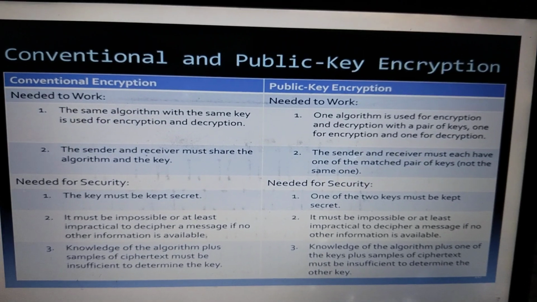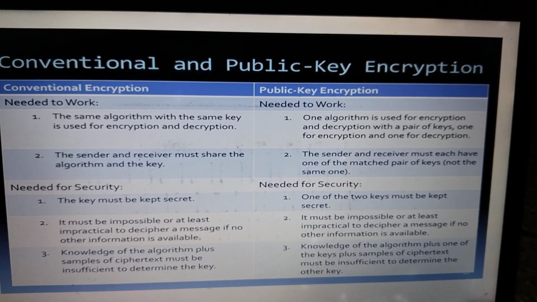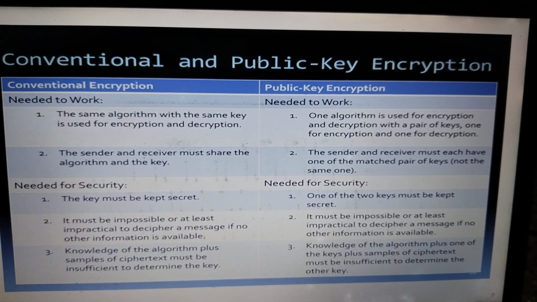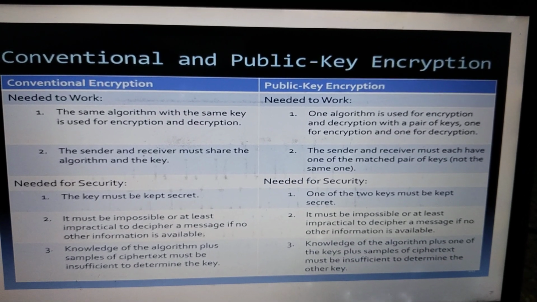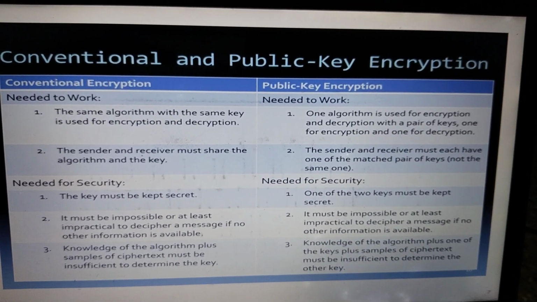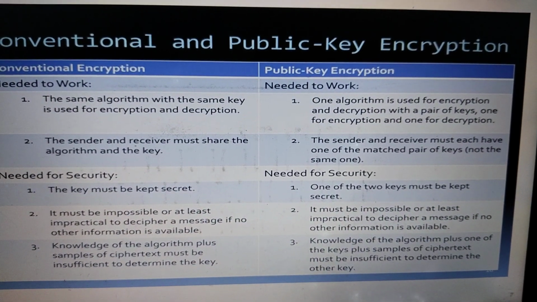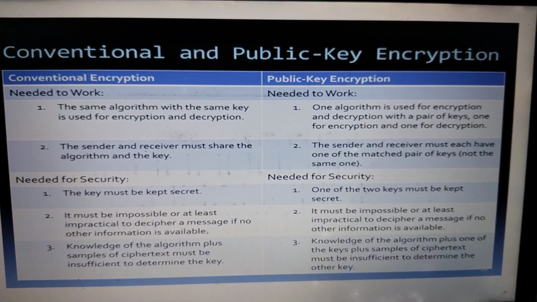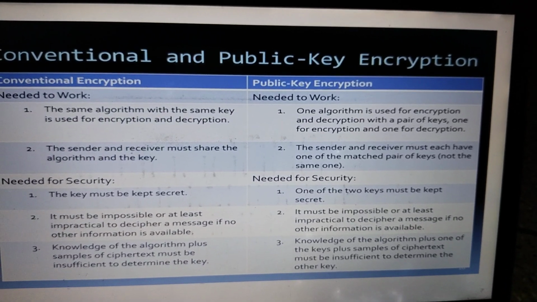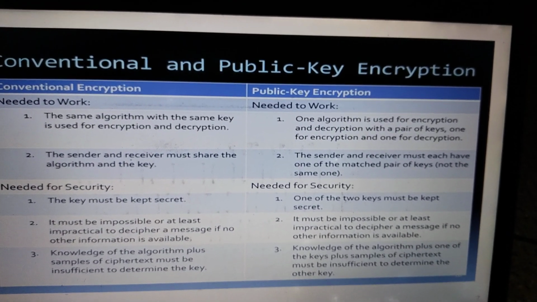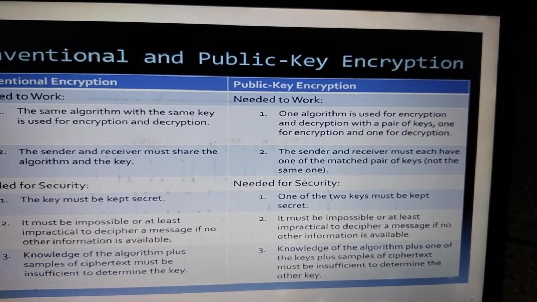And next we are moving to the difference and the concept of conventional and public key encryption. First I will explain conventional encryption techniques, and later I will explain public key encryption. When you perform conventional encryption, the same algorithm and the same key are used for both encryption and decryption. When we use public key encryption, a different key pair is used for encryption and another key pair is used for decryption.